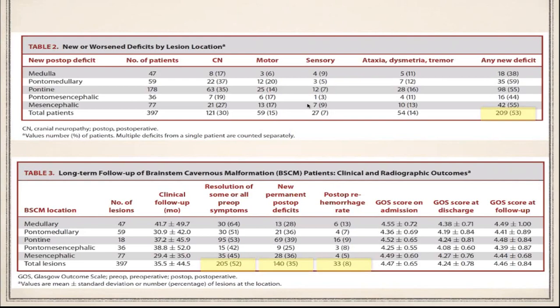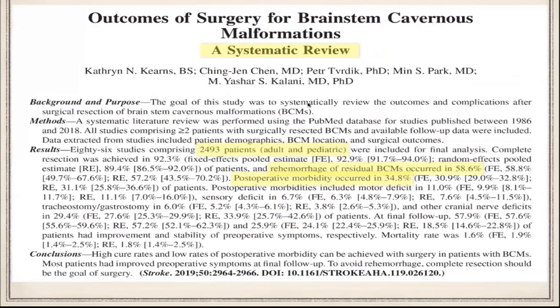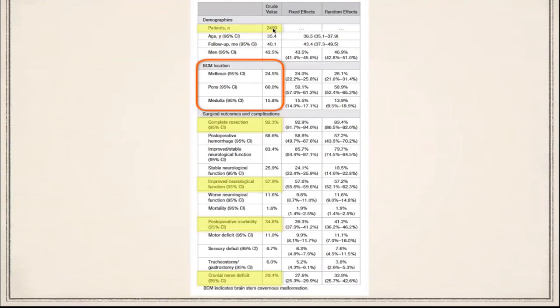A systematic review by Kalani last year essentially studied 2,500 cases and found essentially similar results in experienced hands that have published on those things. Completion rate is quite good at 92%.